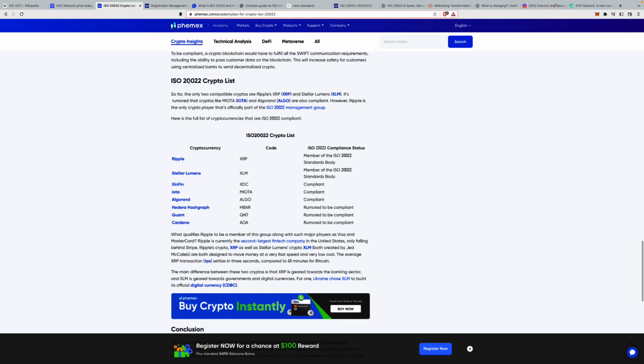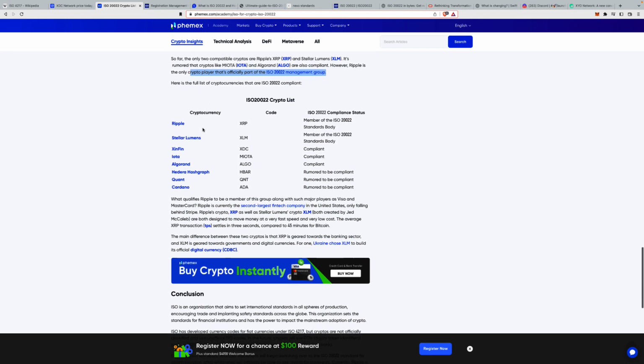So the list so far: the only two compatible cryptos are Ripple's XRP and Stellar Lumens. It's rumored that cryptos like Iota and Algorand are also compliant. However, Ripple is the only crypto player that's officially part of the ISO 20022 management group.